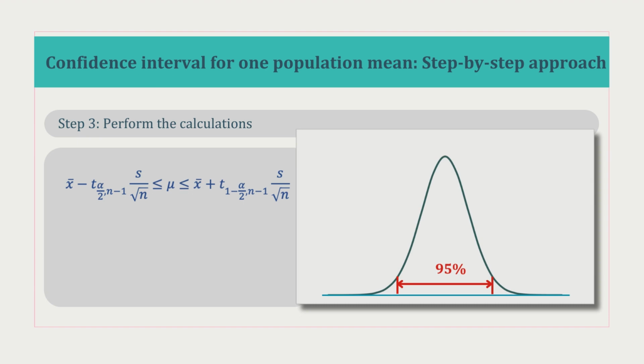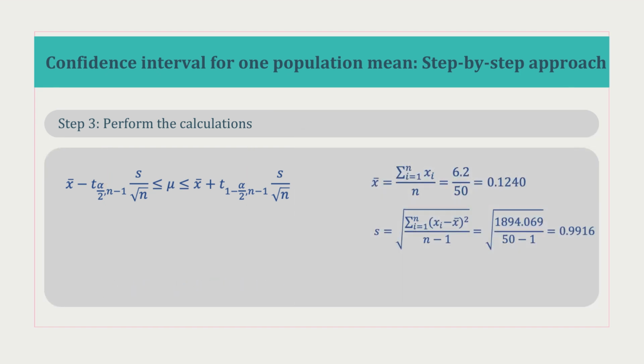Now, to compute the lower and upper limits of a 95% confidence interval, use the following formula, where x bar is the sample mean, s is the sample standard deviation, n is the sample size, alpha is the significance level, and t alpha by 2 and t 1 minus alpha by 2 are the lower and upper critical t values respectively.